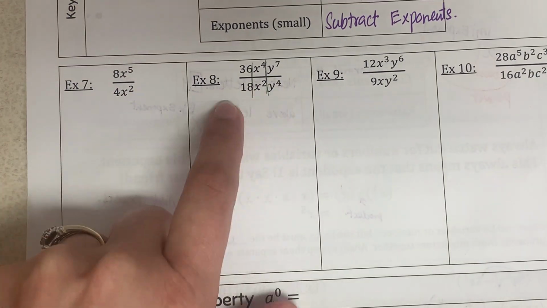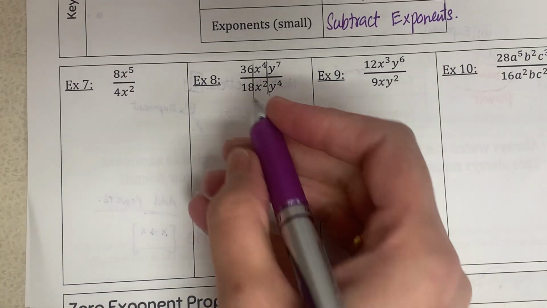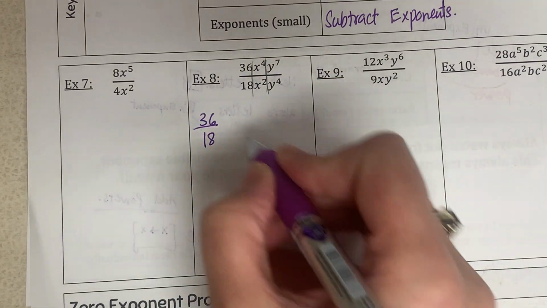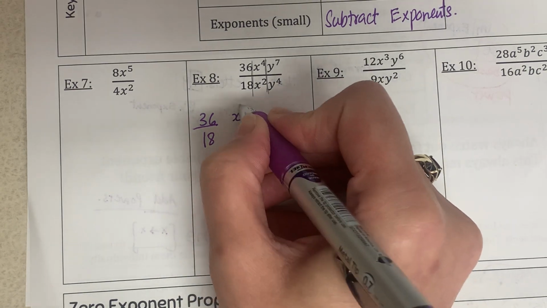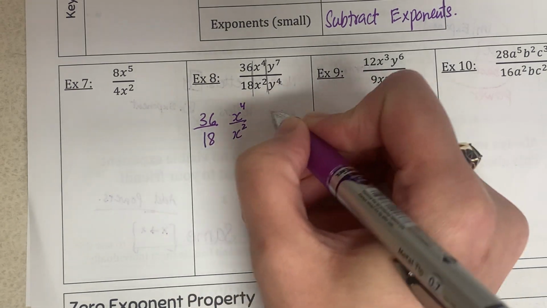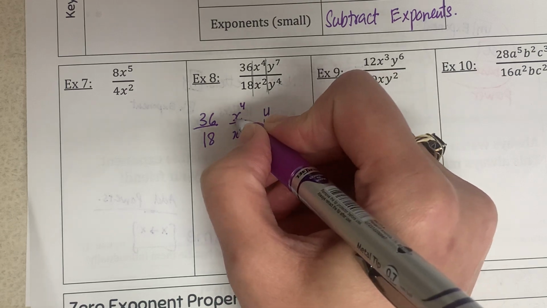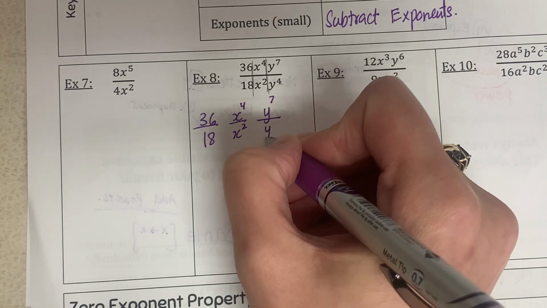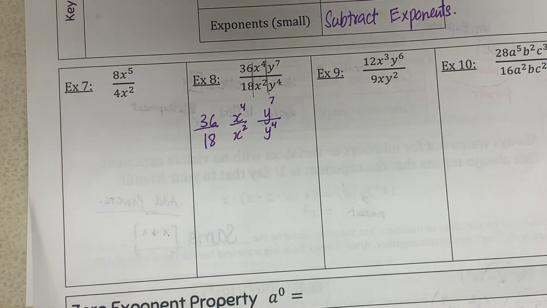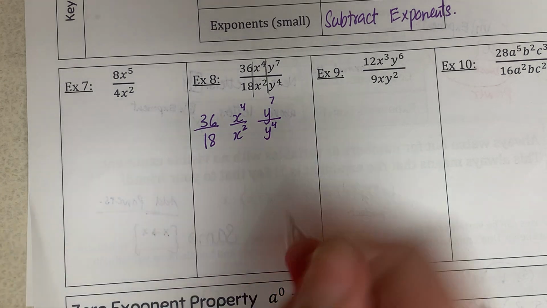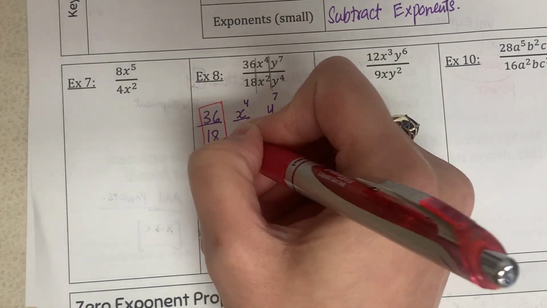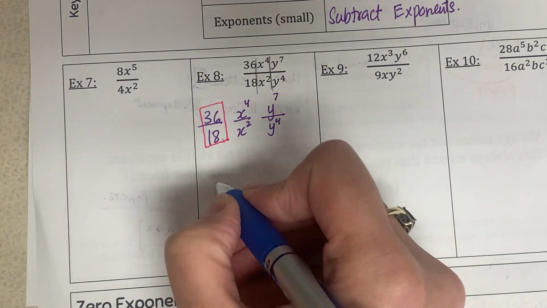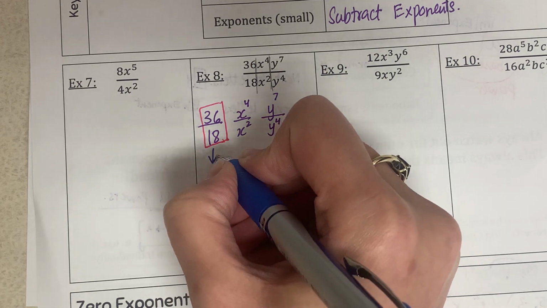So 3 split. I can actually have 3 splits, and I'm gonna write them separately. So 36/18 goes here. I'm gonna leave some space for x⁴/x² and y⁷/y⁴. That's how you read it. This is your coefficient, so you solve it normally. 36/18 is 2 whole, so that's what I get over here, 2 whole.